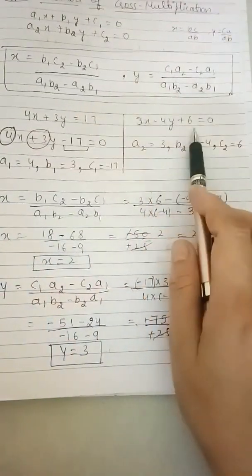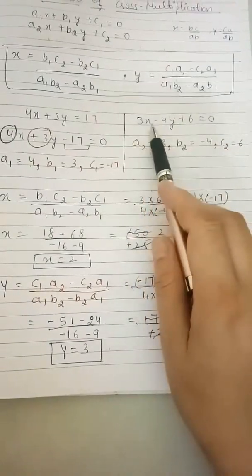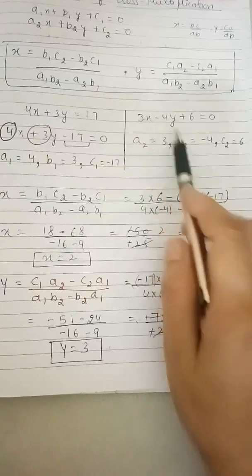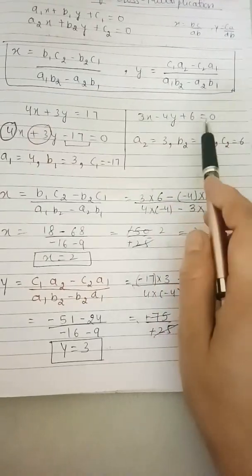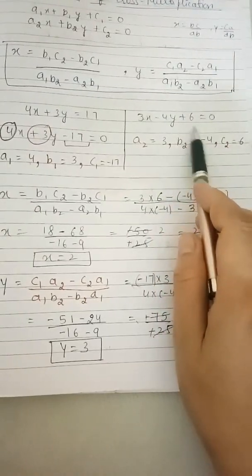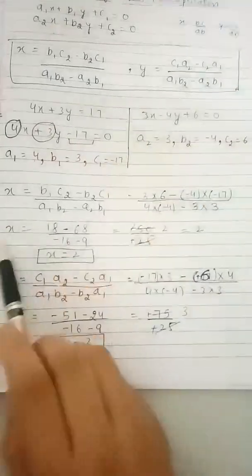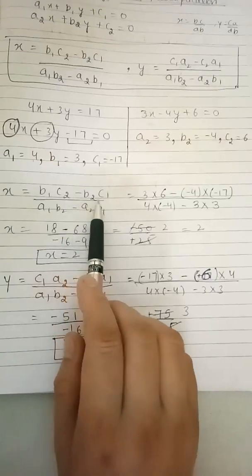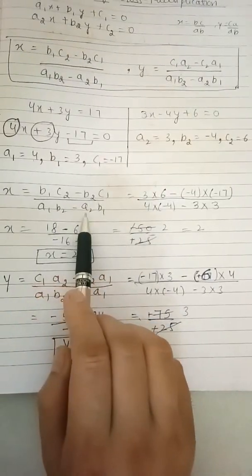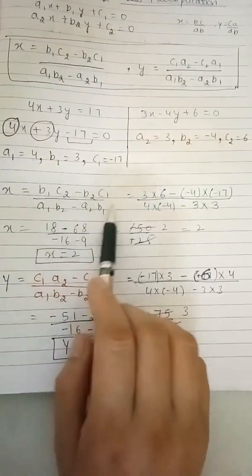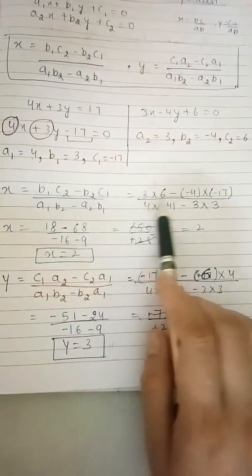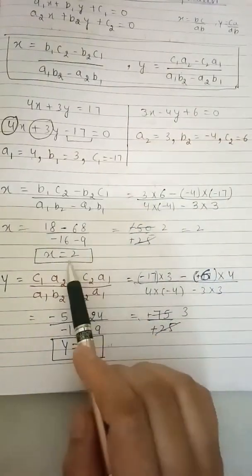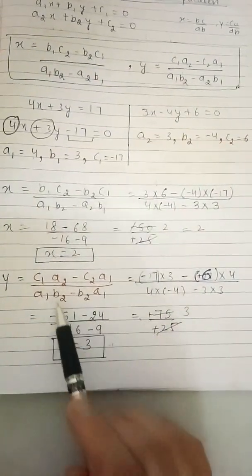Similarly, in the second equation also, the coefficient of x is 3, so a2 is 3. The coefficient of y is minus 4, so b2 is minus 4. The constant term is plus 6, so c2 is 6. Then you have to learn this formula, x equals b1 c2 minus b2 c1 over a1 b2 minus a2 b1. Put in all the values, and then we can solve it. After solving we are getting x equal to 22.